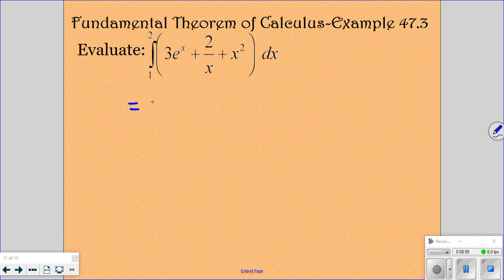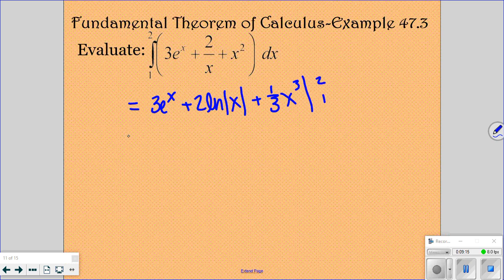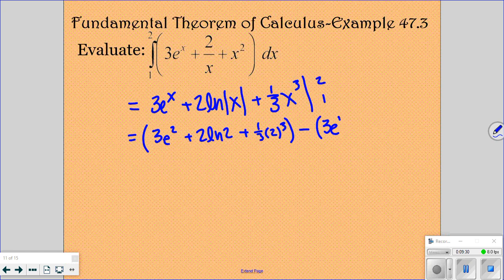If you integrate 3e to the x, you'll get 3e to the x. What is the integration of 2 over x? 2 ln of the absolute value of x. And then the integration of x squared would be 1/3 x cubed, and we're going from 2 to 1. So if you plug in 2, you're going to have 3e squared plus 2 ln of 2, and then plus 1/3 2 cubed. Then you're going to plug in 1. So 3e to the 1 plus 2 ln of 1, and then plus 1/3 1 cubed.